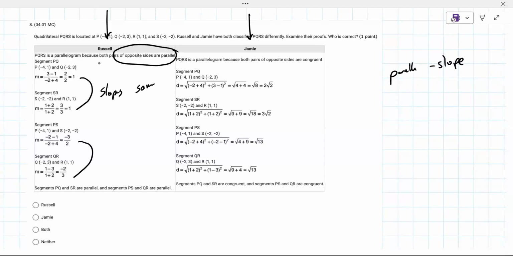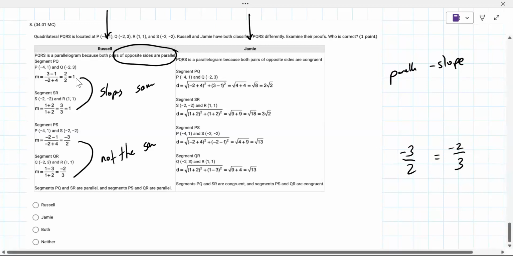I don't think they are, because -3/2, -2/3. Are they equal or not? No. Okay, so they are not the same. So they actually have not proved that their opposite sides are parallel. They just proved that they're perpendicular. So actually neither appears to be correct in this one.